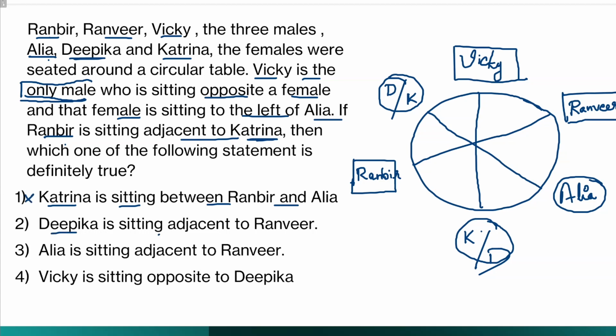Second, Deepika is sitting adjacent. Now you don't know Deepika's position either. So this also you can ignore. Third one, Alia is sitting adjacent to Ranveer. So third one is definitely correct. How about the fourth one? Vicky is sitting opposite to Deepika. You don't know where Deepika is. So this is not true. Great. Did you get the answer? Third one. Okay, awesome. So let's move on to level 5.